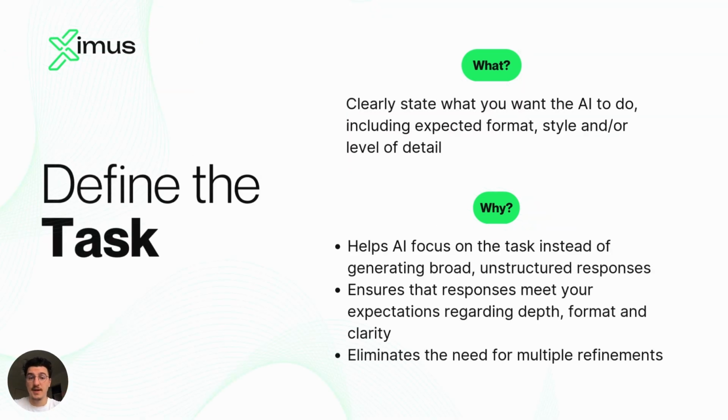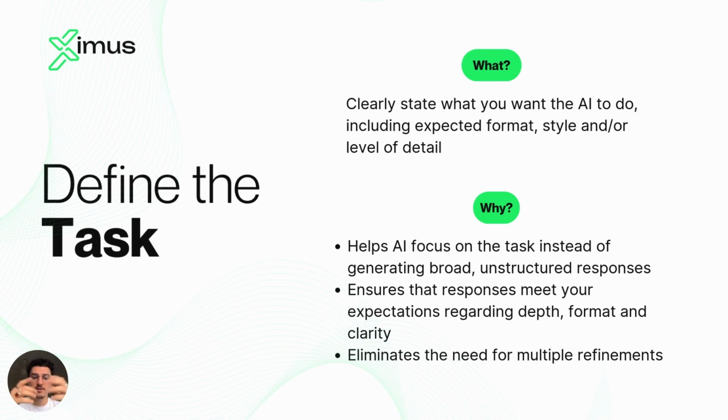Next up, defining the task. Obviously, the AI wants to know what it should do, and therefore we should clearly state what you want the AI to do, including expected format, style of language, and or level of detail. Why should we do that? This helps the AI focus on the task instead of generating a broad, unstructured response. Obviously, we want to have a specific response, and for that, we have to define the task clearly. And it ensures that responses meet your expectations regarding depth, format, and clarity.